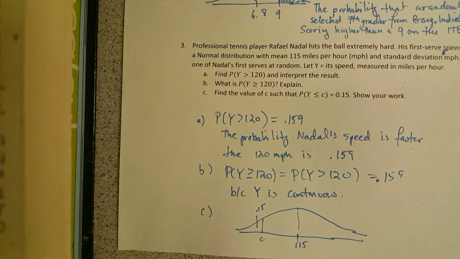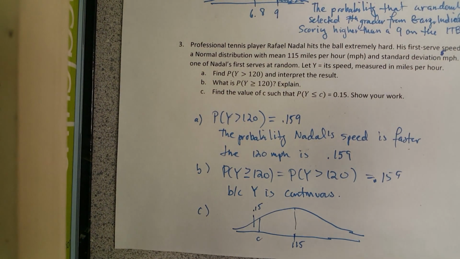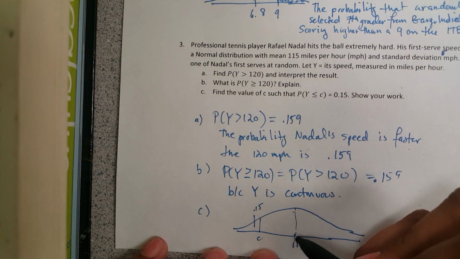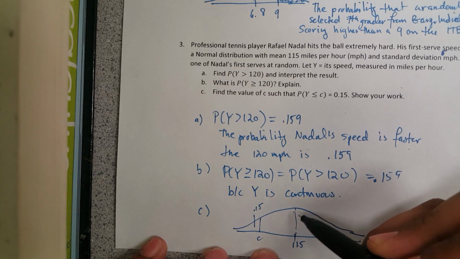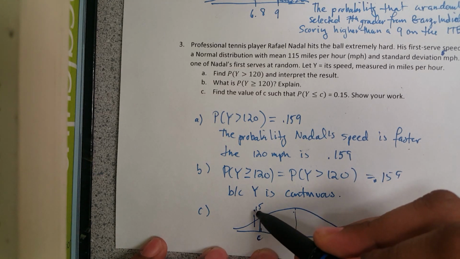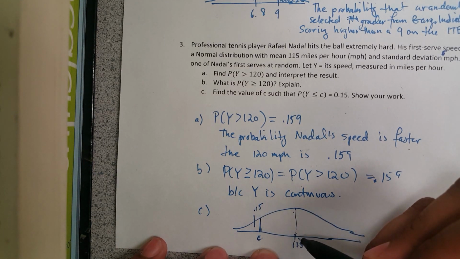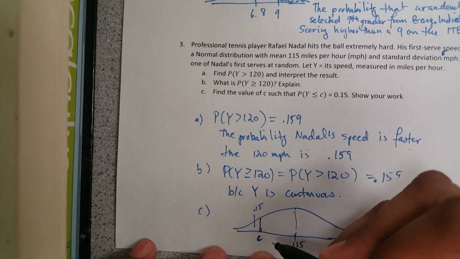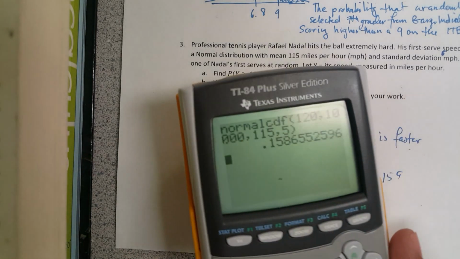Since from here, sorry about that. Light went out again. So from here and on is 50%. That's why I knew to put it here, because this is 0.15, which should be less than 50%. So we want to find the C value.